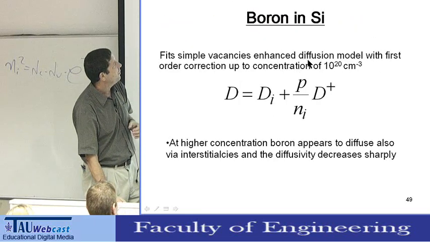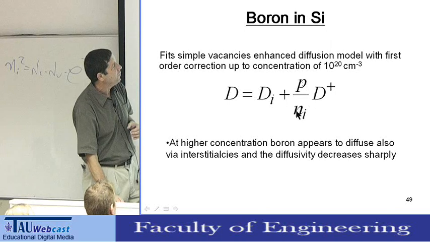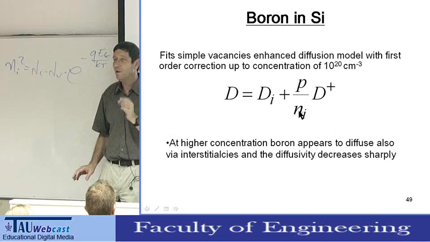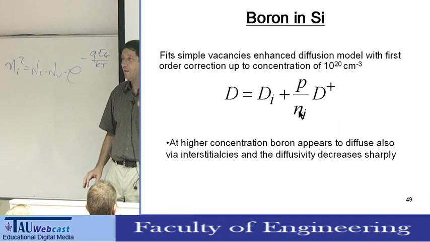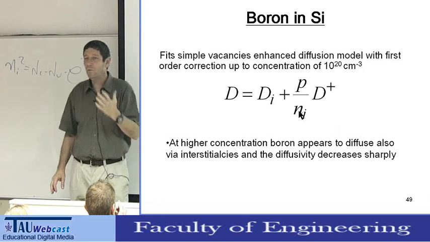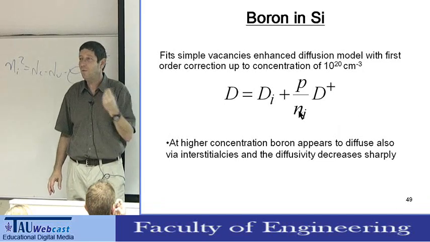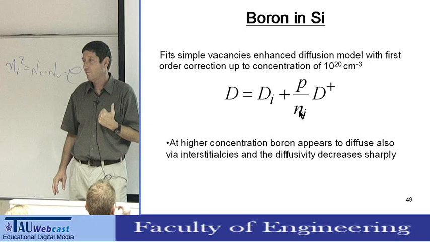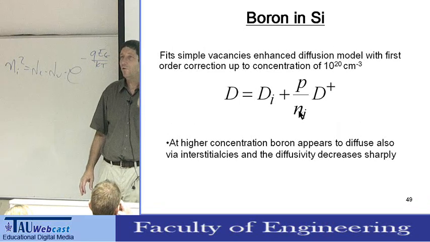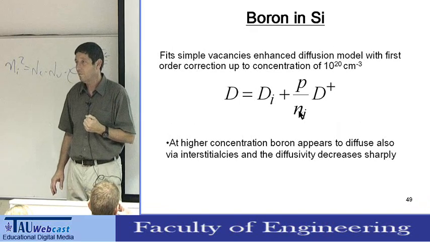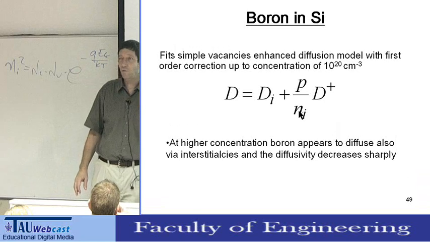You're talking about boron, right? Boron, lightly p-type. This is if p is smaller than Ni. We are talking about diffusion at 800, 900 degrees Celsius. At this temperature, Ni is 10 to the 18, 10 to the 19. So only when the concentration is more than 10 to the 18 or 10 to the 19 will we have this effect. So this effect does not occur for light doping, only for heavy doping, because Ni at the diffusion temperature is very high.